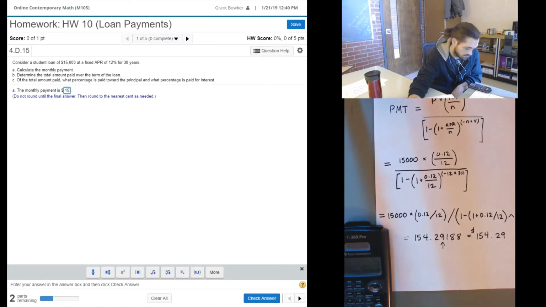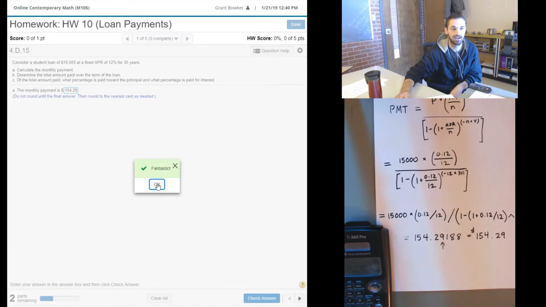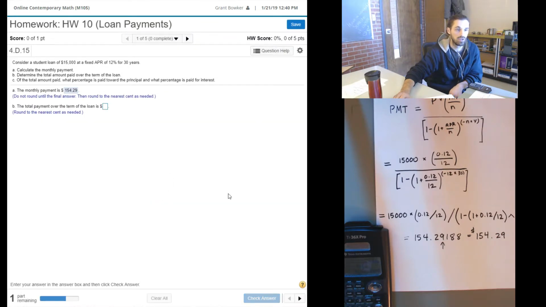So 154.29. Moment of truth. Yeah, feels good. Even as a teacher, that feels good. The total payment over the term of the loan is what?